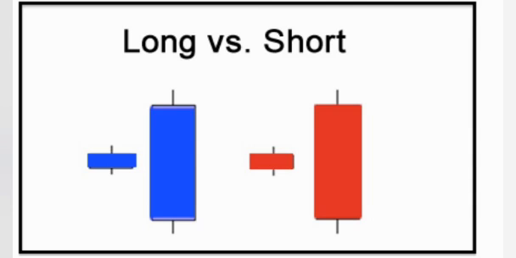A Japanese candlestick with a long body shows a strong activity in trading. A long red candlestick means that the bears are dominating the market. A long blue candlestick means that the buyers are stronger in it, a bullish market. Big candlesticks indicate big activity in the market. If they create a trend, this is a perfect setting for a trade.